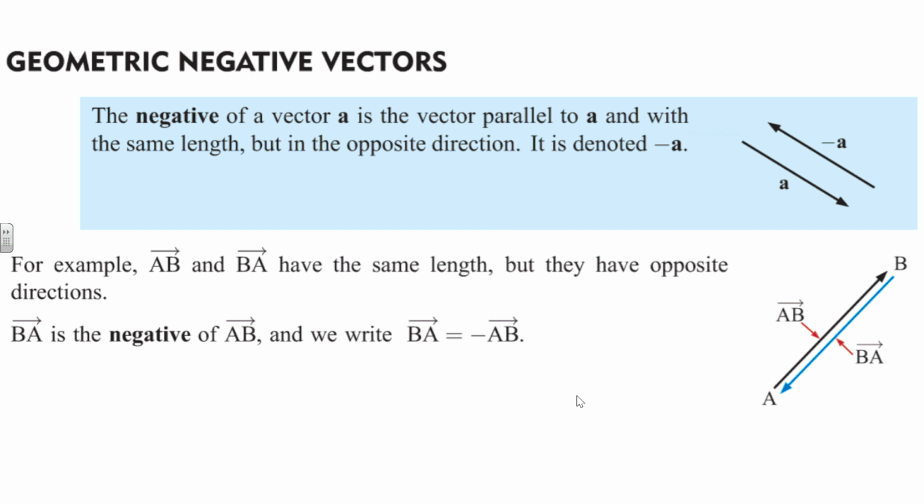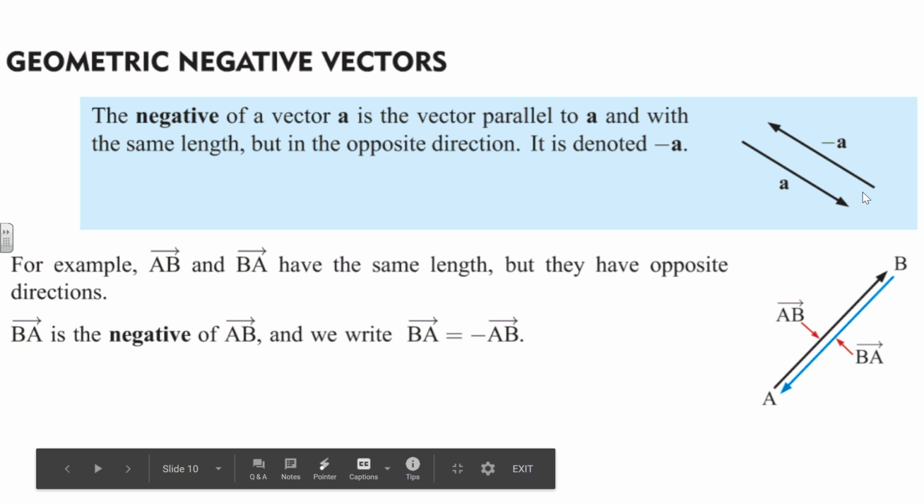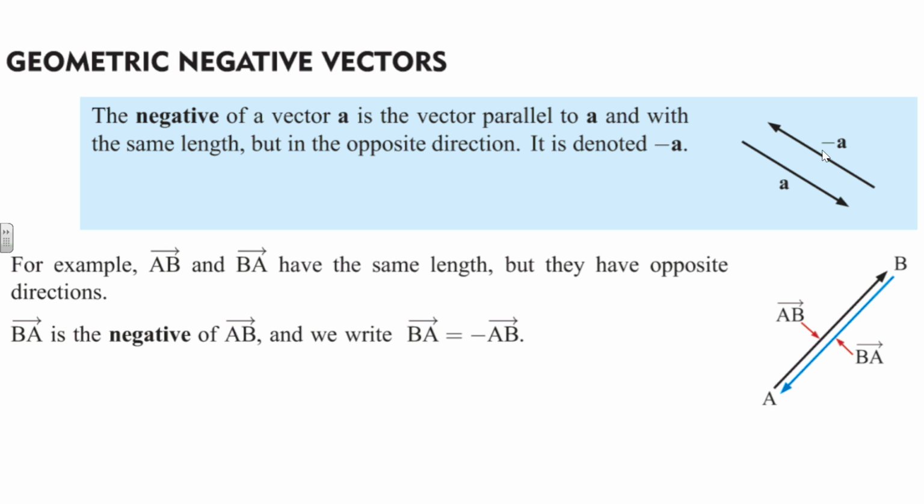Negative vectors are parallel to each other. They have the same length, but they're going in the exact opposite direction. So here we see vector A, and here's vector negative A. Same length, parallel to each other, but one is going in one direction and the other in the absolute opposite direction. As far as notation goes, vector AB and vector BA are negatives of each other as well, because the one starts where the other one ends and vice versa.